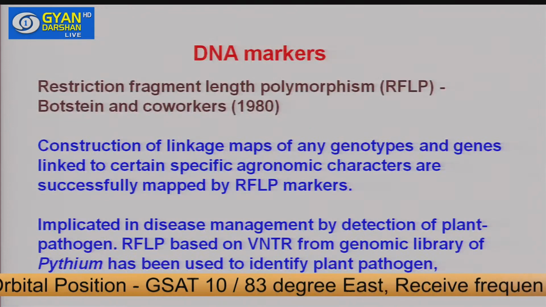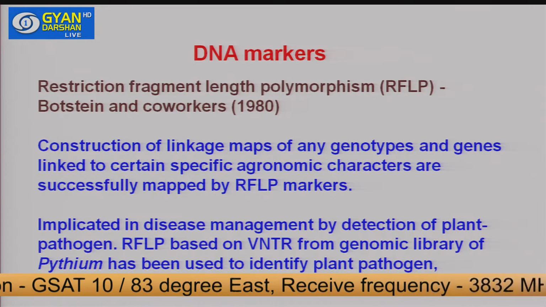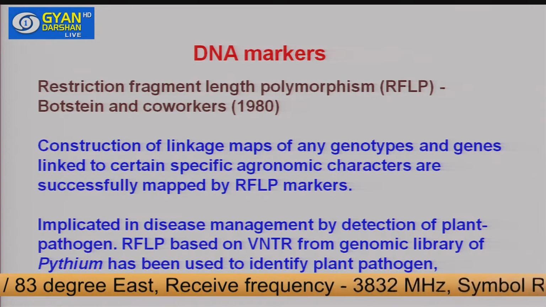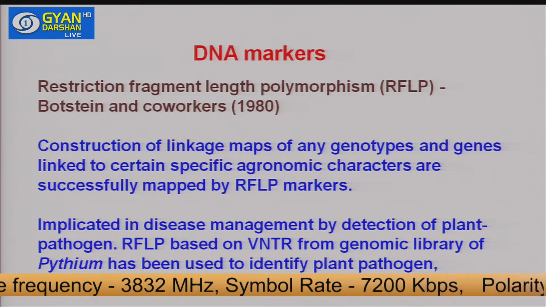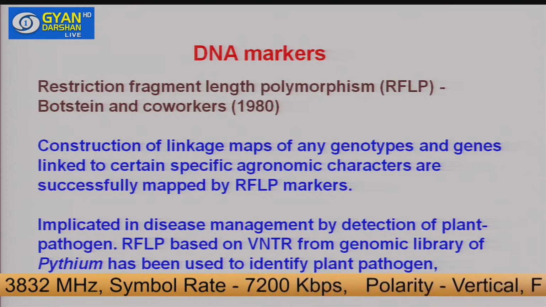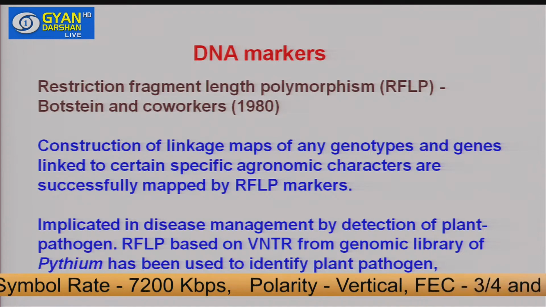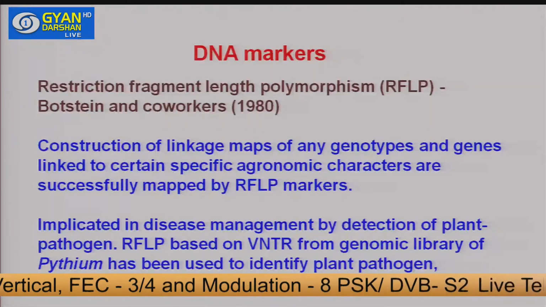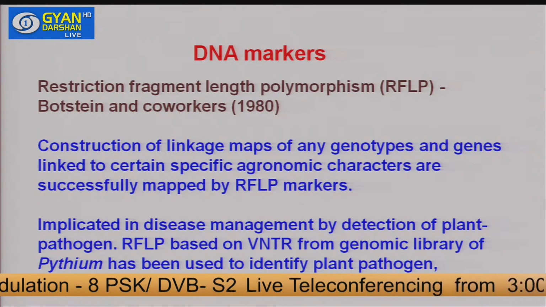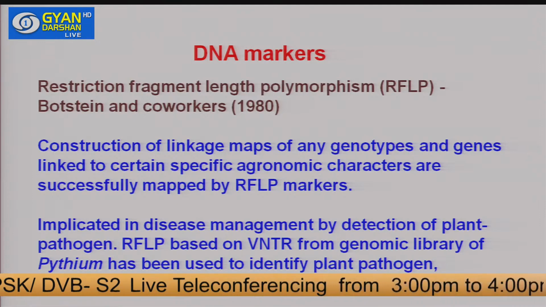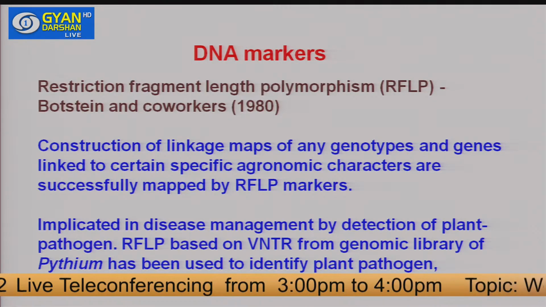Now in plant biotechnology, we have one very important topic called marker-assisted selection, where we use certain DNA markers. Two very common DNA markers in plant biotechnology are RFLP and RAPD. RFLP, restriction fragment length polymorphism, was discovered by Botstein and co-workers in 1980. So I will first take RFLP.